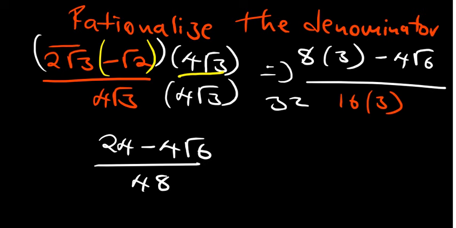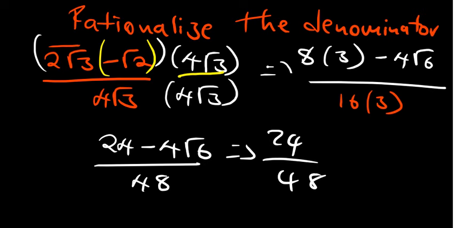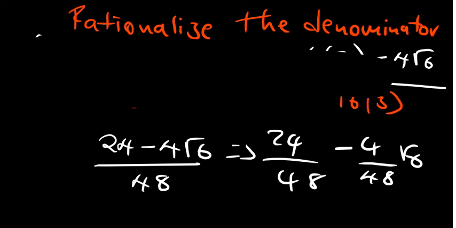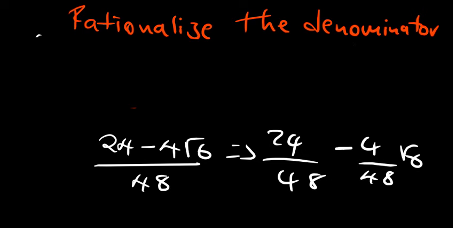Okay, I would want to reduce that. So we now have 24 over 48 minus 4 over what? 48 root of what? Root of 6. So 24 into 48 is what? It's twice. So it's 1 over 2. So we have 1 over 2.